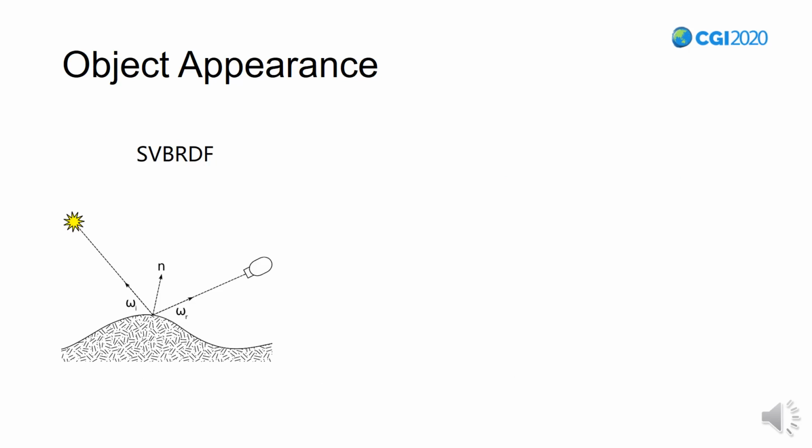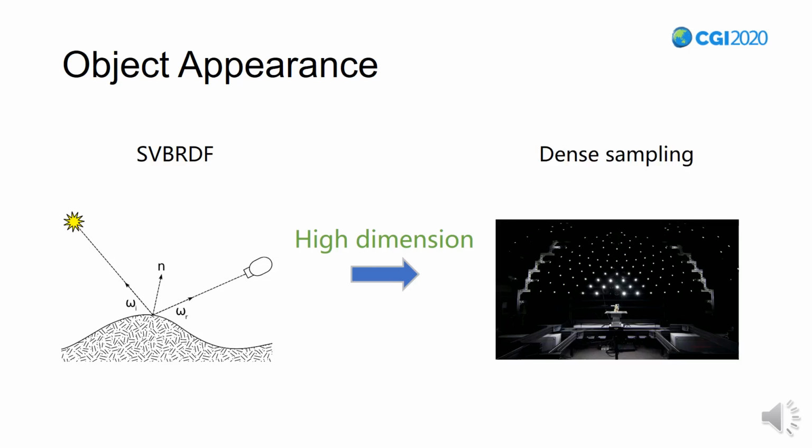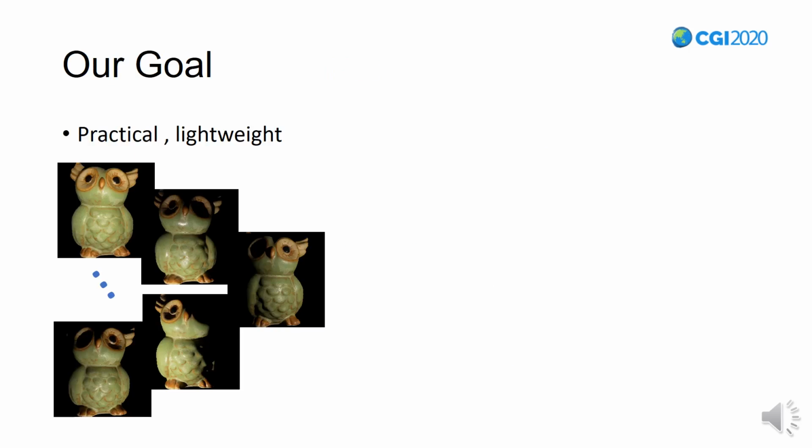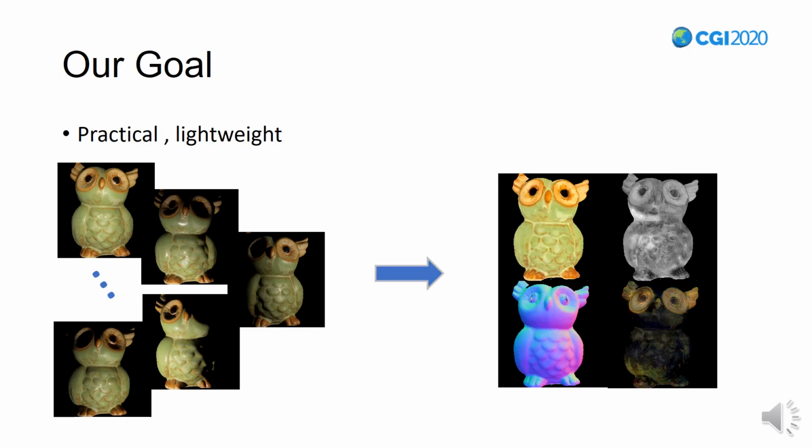Object appearance is usually modeled as an SVBRDF-based model. SVBRDF is a high-dimensional function of distant lighting direction, view direction, and spatial coordinates. Therefore, to recover accurate object appearance, sampling lighting directions is needed. As the figure shows, a dome is often adopted for such purpose. Usually, these object captures need special devices, but our goal is to build a lightweight system with only off-the-shelf devices to recover SVBRDF from an arbitrary number of input images.